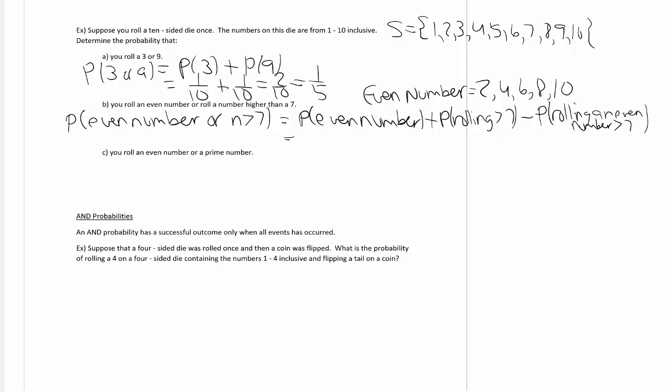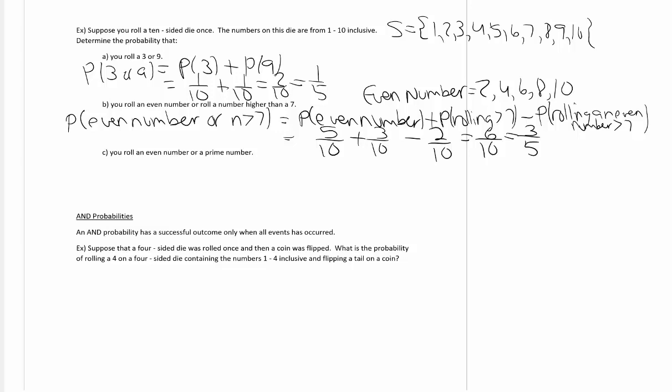So there is going to be some overlap here. So the probability of rolling an even number, there's 5 of them, so 5 out of 10. Greater than 7, that's 8 or 9 or 10. That's 3 numbers. And in this case, how many even numbers are greater than 7? Well, that's 8 and 10. So I've got to subtract out the overlap. That's 2/10. That is going to be 6/10. Divide top and bottom by 2. That simplifies to 3/5.